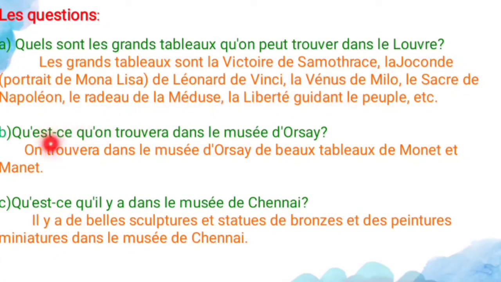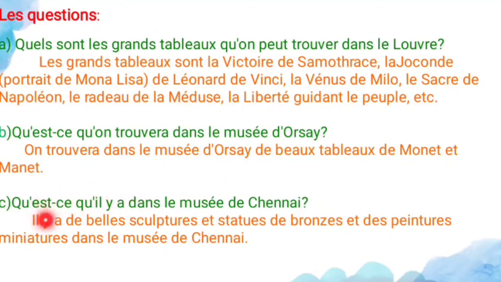And second one is, qu'est-ce qu'on trouvera dans le musée d'Orsay? So what will be found in the musée d'Orsay, that is Orsay Museum? On trouvera dans le musée d'Orsay les beaux tableaux de Monet et Manet. So we can find in the Orsay Museum beautiful paintings of Monet and Manet.